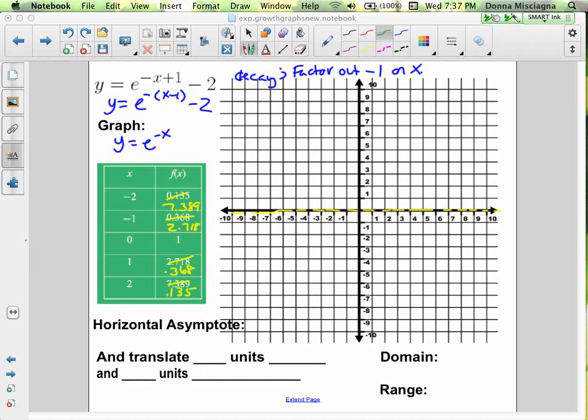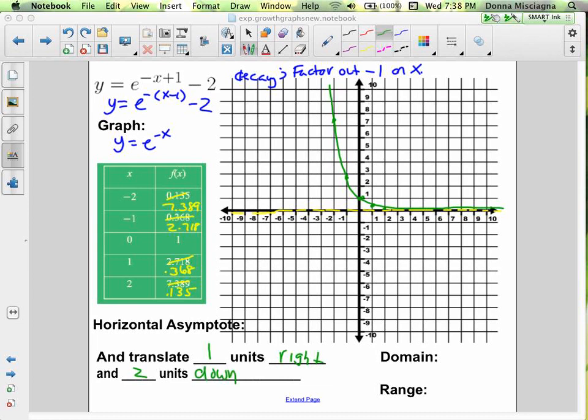And now let's graph our base graph. All right, so we have same one as before. Oops. There we go. My point started a little too high. And then 2.7, and then 1, and then like a third, and then like a tenth. Actually, more like maybe an eighth. All right, there's our graph. All right, so which way are we shifting? Now we've got an x minus 1, so translate 1 unit to the right and 2 units down.